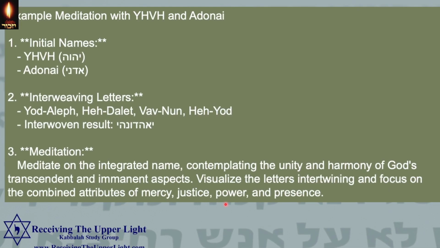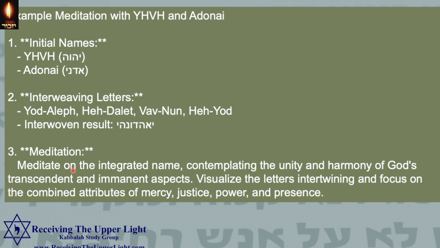Now, an example meditation with the Yod He Vav He and Adonai, which we mentioned before, right? So you have the initial names, the Yod He and the Vav He, and the Adonai. Then you put together the letters, and the result will be Yod Aleph He Dalet Vav Nun He Yod.